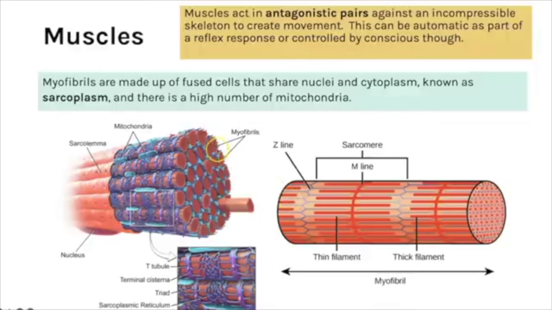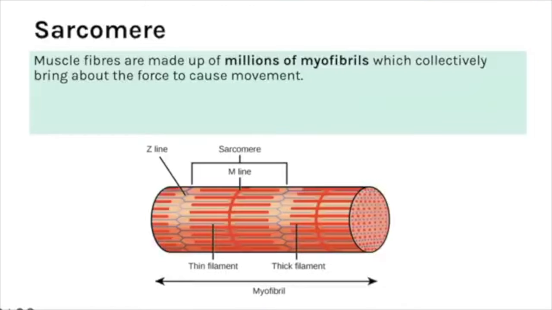And we have the myofibrils labelled, and a myofibril is made up of lots of fused cells, and because they're fused together they'll share organelles. So they share the nucleus, they'll be sharing the cytoplasm, and this cytoplasm, because it's all shared, is known as sarcoplasm. So there'll be lots of nuclei within one of these myofibrils, but there's also a high number of mitochondria, and that is because we'll be needing ATP from respiration for the muscle contraction. Now these myofibrils are all bound together to make up this muscle fibre. But what we're actually going to focus on is the myofibril in more detail, having a look at the sarcomere.